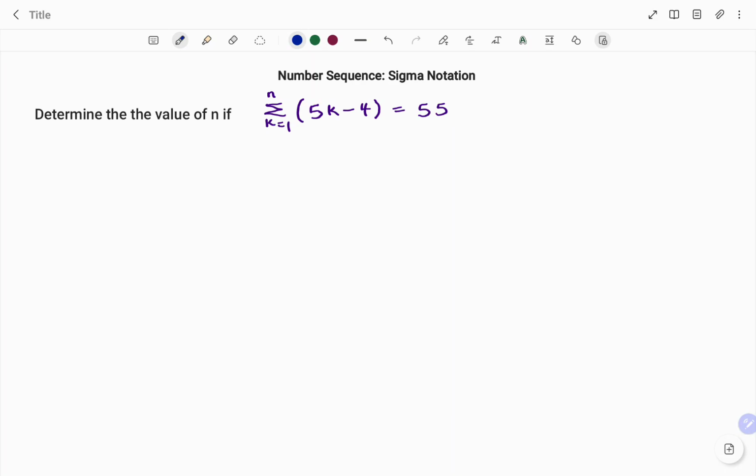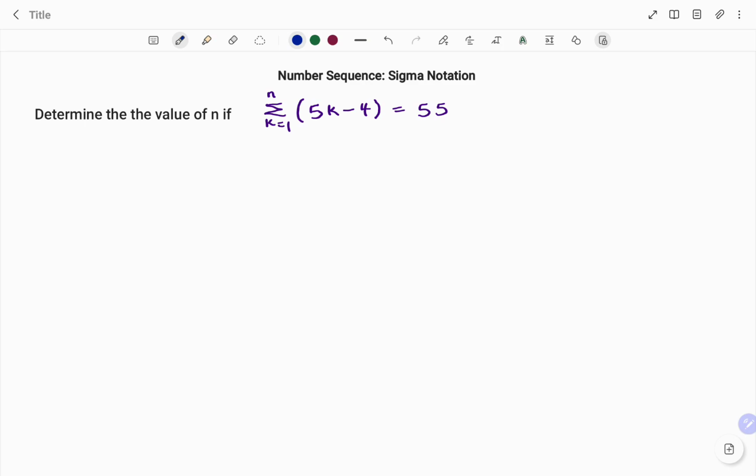In this video, I'm going to show you how to solve the following number sequence question relating to sigma notation. Determine the value of n if the summation of 5k minus 4 from k equals 1 to the upper boundary n is equal to 55.